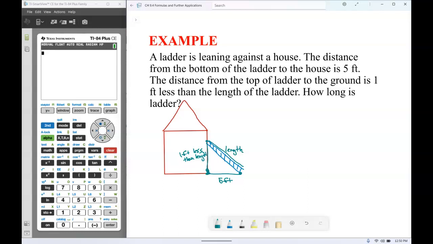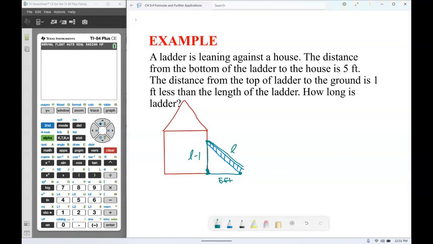What can I use to represent the length of the ladder? L minus 1. Oh, wait, no. Well, think about it. If something is going to be L minus 1, just not the ladder, what's going to be L minus 1? Okay, so if this is L minus 1, 1 less than the length of the ladder, what are we going to use to represent the length of the ladder? Just L. So we've got our expression.